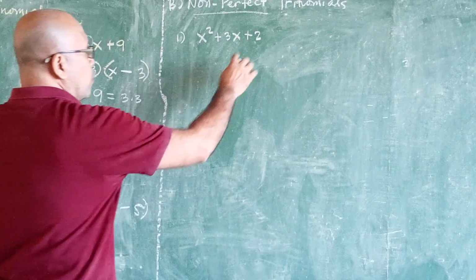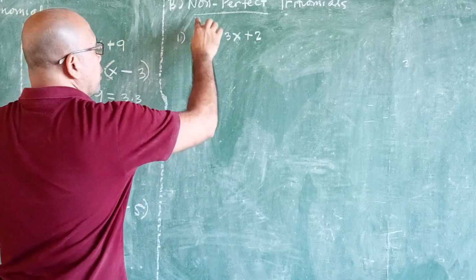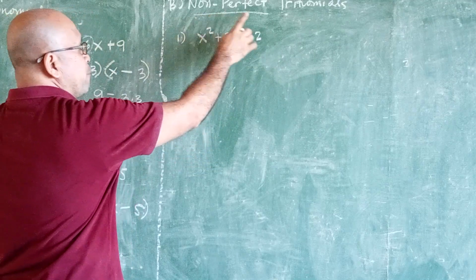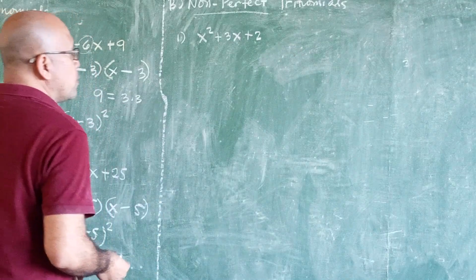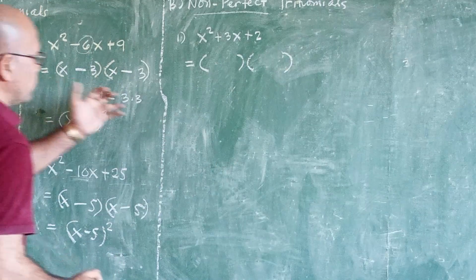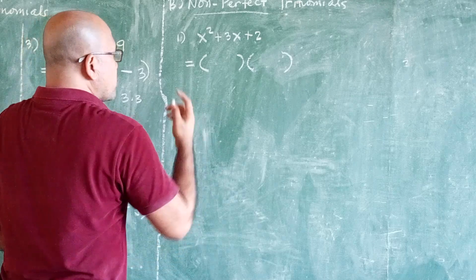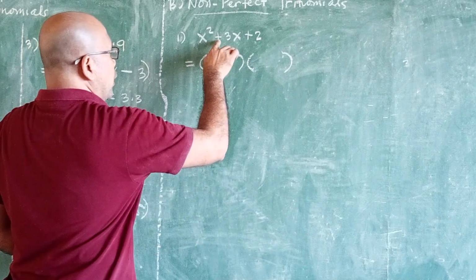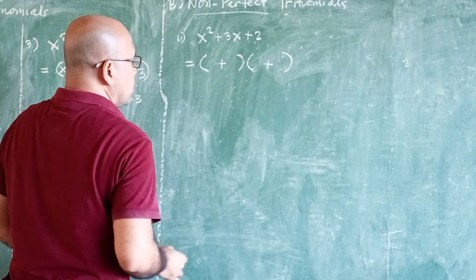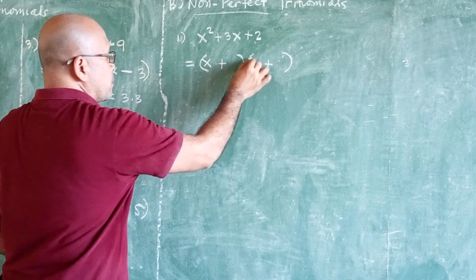But in this case, obviously 2 is not a perfect square, so you can easily say that the given x squared plus 3x plus 2 is not a perfect square trinomial. So how are you going to factor this one? There are some techniques here that you can use to factor non-perfect square trinomials. If all operations are plus, simply your factors are also all plus in operation. And next, distribute x.